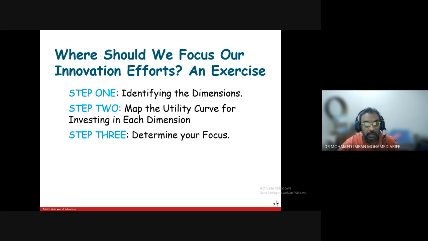Where should we focus? First, you need to start by identifying the dimension. Map the utility curve for investing in each dimension. Determine your focus. Okay, so what are dimensions pula? Okay, so dimensions are a few aspects. Contohnya, let's say we go back to the mobile phone. What are the dimensions? We are talking about the smartphone itself.